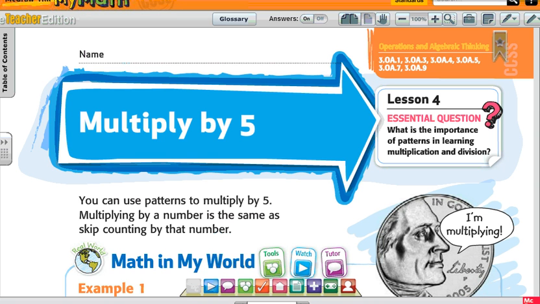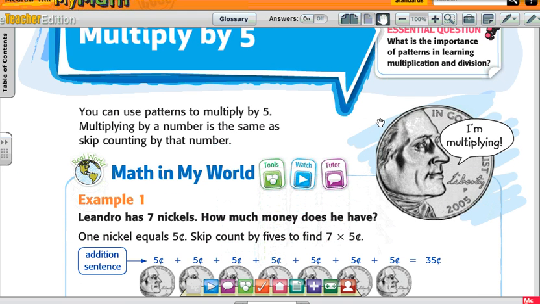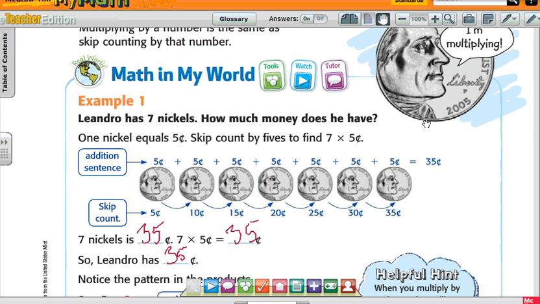Chapter 6, Lesson 4 says multiply by fives. You can use patterns to multiply by fives, or counting by fives, right? Multiplying by a number is the same as skip counting by that number. So look at the example.